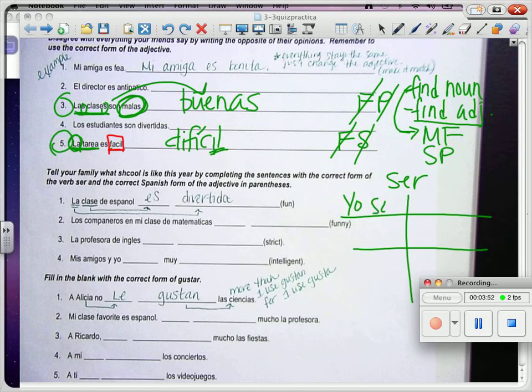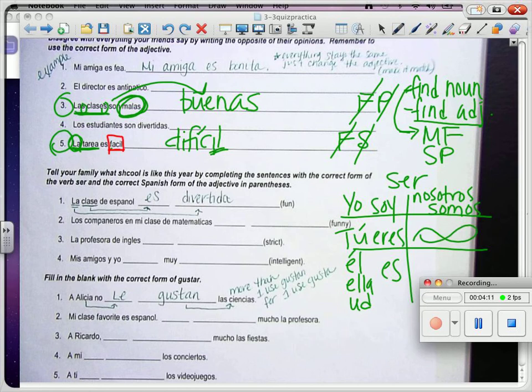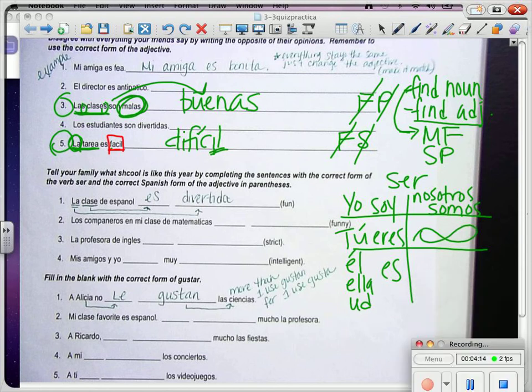Yo soy, tú eres, él, ella, usted, es. What goes here? Nosotros somos. And then right here at the bottom we have ellos, ellas, ustedes, son. Quick question. What side of the chart is singular and what side of the chart is plural? If you said that the left side is singular and the right side is plural, you were right. If you did not say anything, you were wrong.